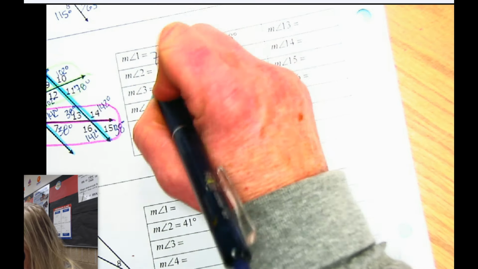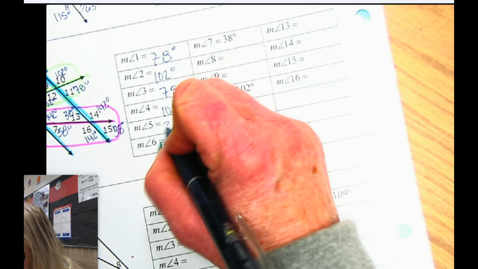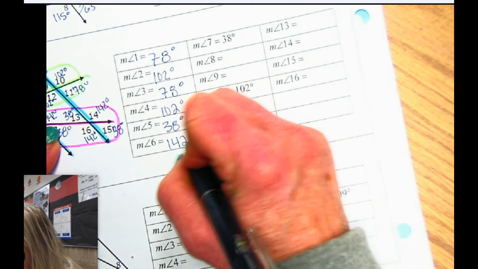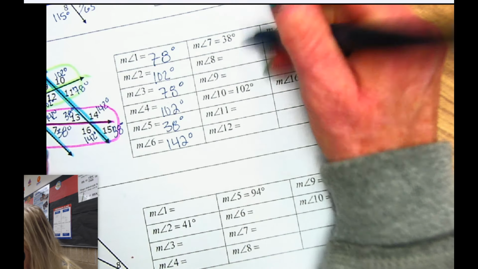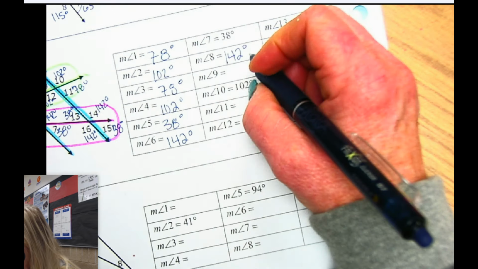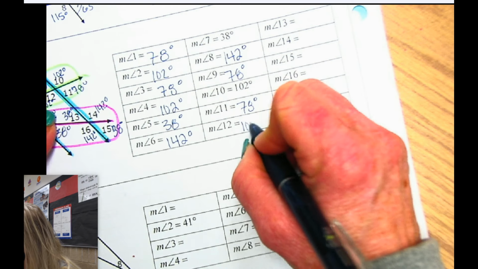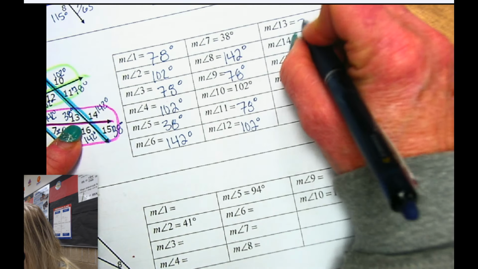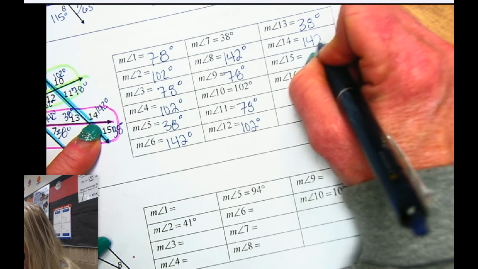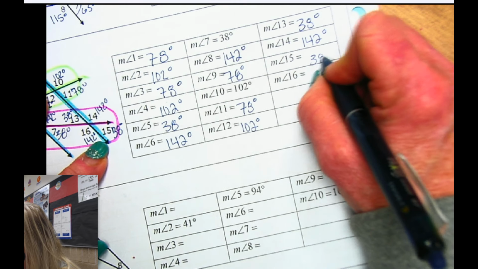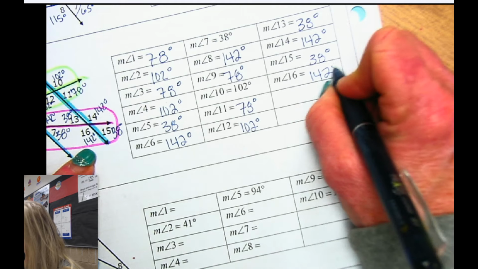So we're going to go through. 1 is 78. Fill them all out. 2 is 102. 3 is 78. 4 is 102. 5 is 38. 6 is 142. 7 we have. Then 8, 142. 9 is 78. 10, and then we have 11 is 78. And 12 is 102. Then 13 is 38, 14 is 142, 15 is 38, and 16 is 142.